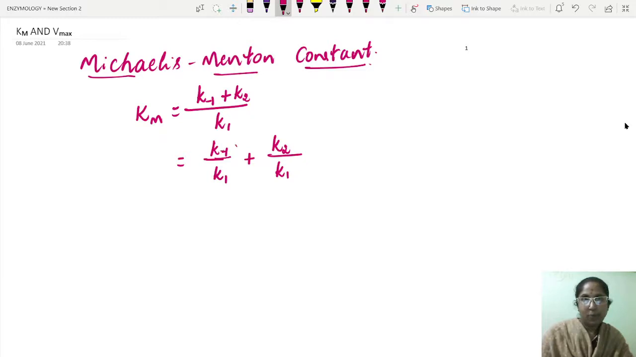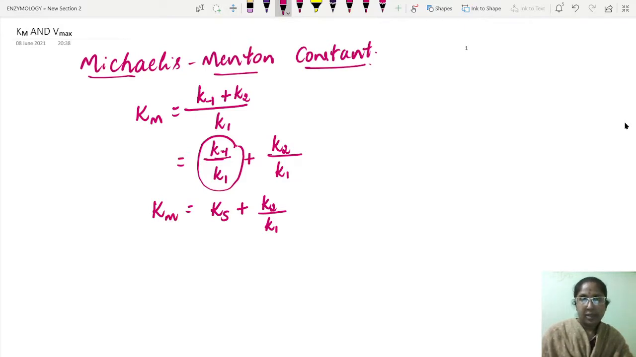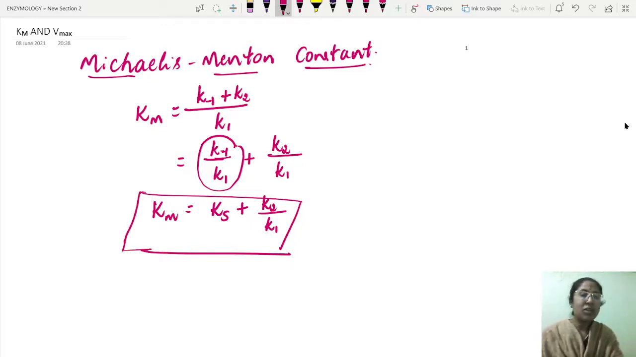Just look at this term. The ratio of the backward reaction to the forward reaction is nothing but the dissociation constant. So therefore, we can call this the dissociation constant plus k2 by k1. So thus we can say that this equation is Km is equal to Ks, the dissociation constant, plus the ratio k2 by k1.